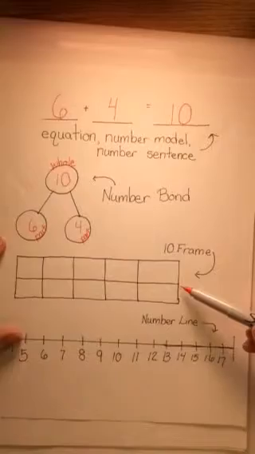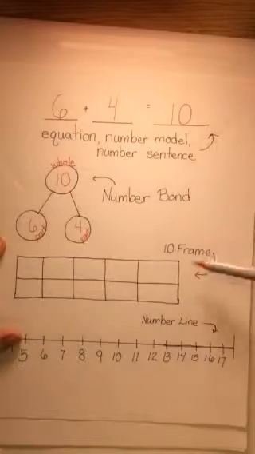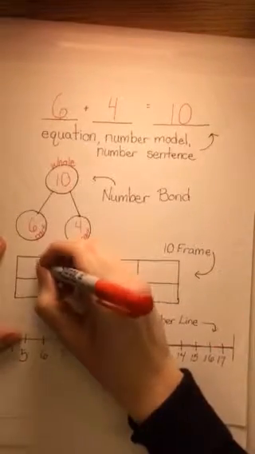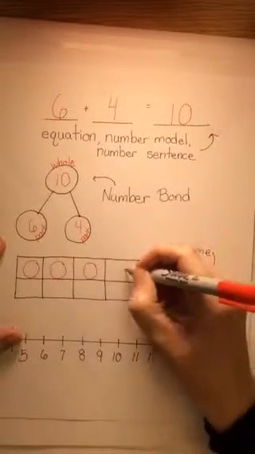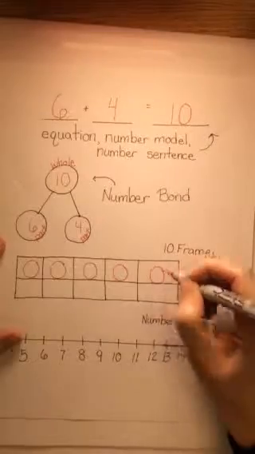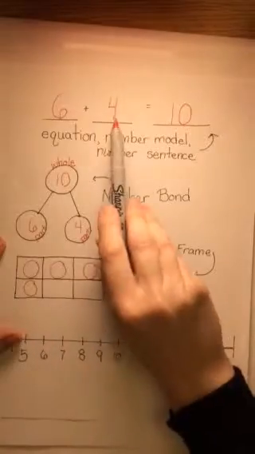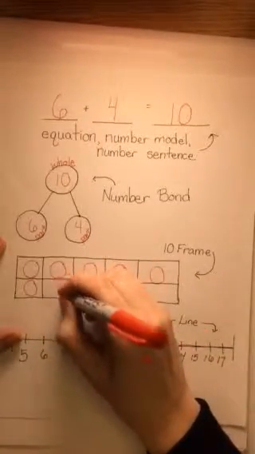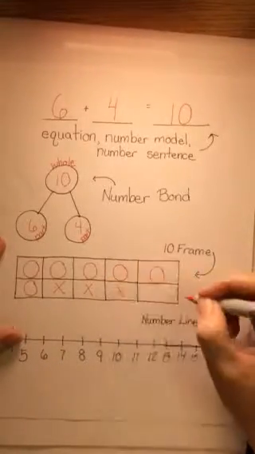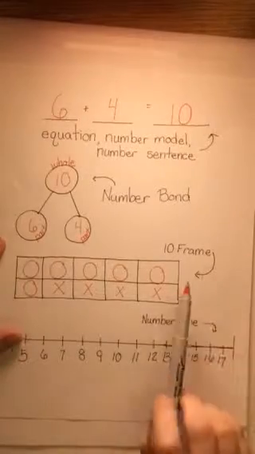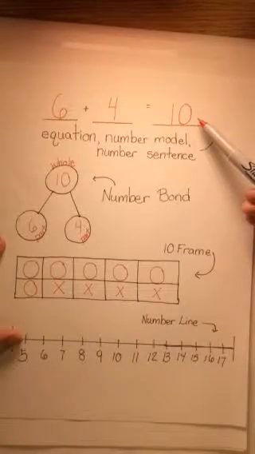We also use 10 frames in first grade to help us represent numbers. So if I was representing this equation in a 10 frame, it would look like this. My first part, 1, 2, 3, 4, 5, 6. That's my first part from my equation. My second part number is 4. I would represent that a different way. 1, 2, 3, 4. This shows me my whole number. My entire 10 frame is filled out, so I know I have 10.